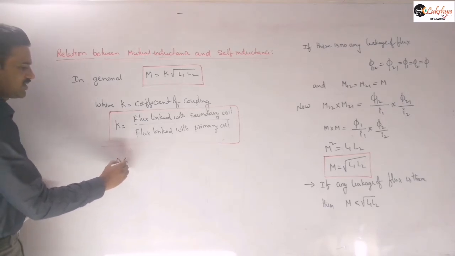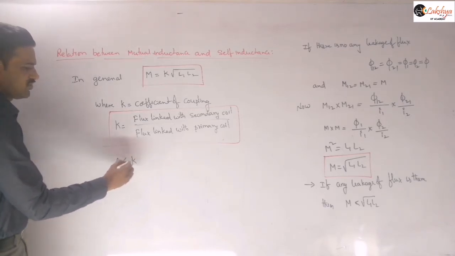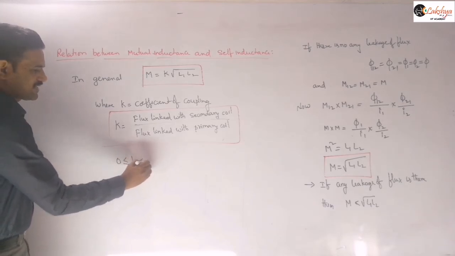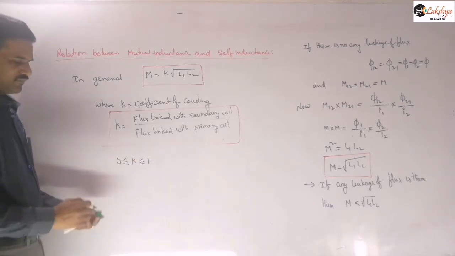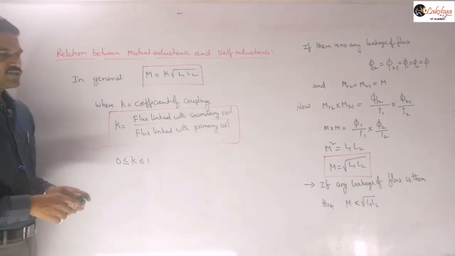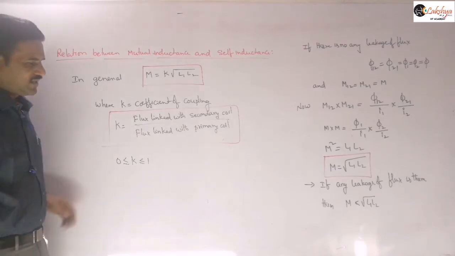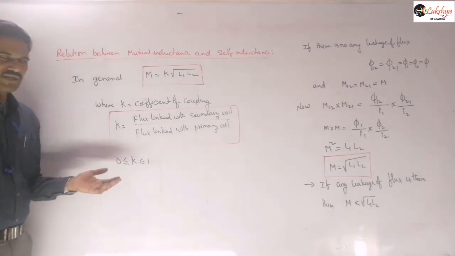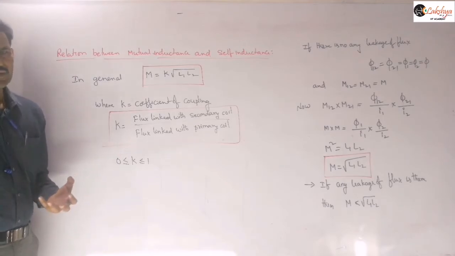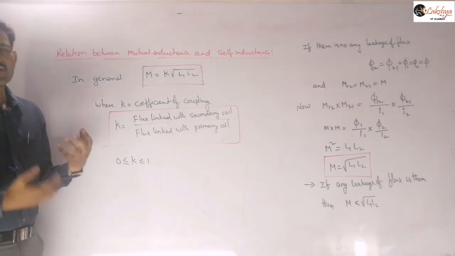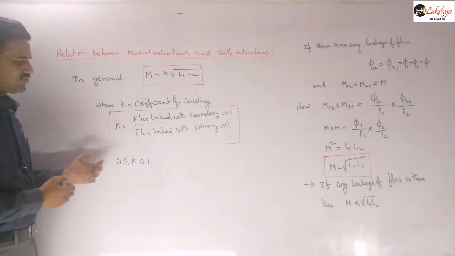Now in general we can write 0 less than or equal to K less than or equal to 1. That means when there is tight coupling, we need to consider it as 1, that is, there is no leakage of flux, then K is equal to 1. When they are not coupled with each other, that means the flux passing through one coil is not associated with the other coil, then you need to take it as 0.